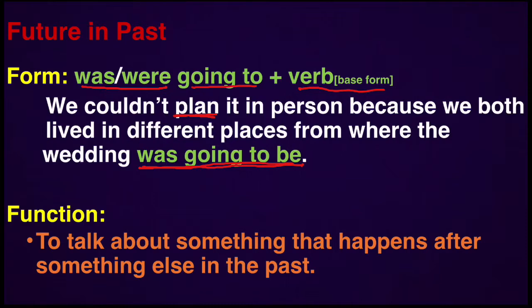So we couldn't plan it in person because we both lived in different places from where the wedding was going to be. So when we're thinking about the time when we were planning, then the wedding was still in the future. It hadn't happened yet. So that's why we're using the future in the past there. So this one is to talk about something that happens after something else in the past.